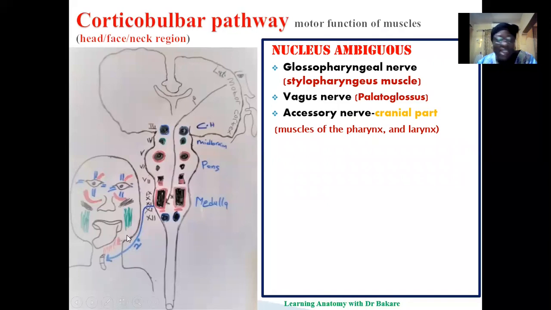The glossopharyngeal innervates the stylopharyngeus muscle. The vagus is the palatoglossus. Remember when we talked about the motor innervation of the tongue? Both the intrinsic and the extrinsic muscles of the tongue are innervated by the hypoglossal nerve, except the palatoglossus that is innervated by the vagus. So this innervates the palatoglossus, and the accessory part also innervates muscles that elevate the pharynx and the larynx.